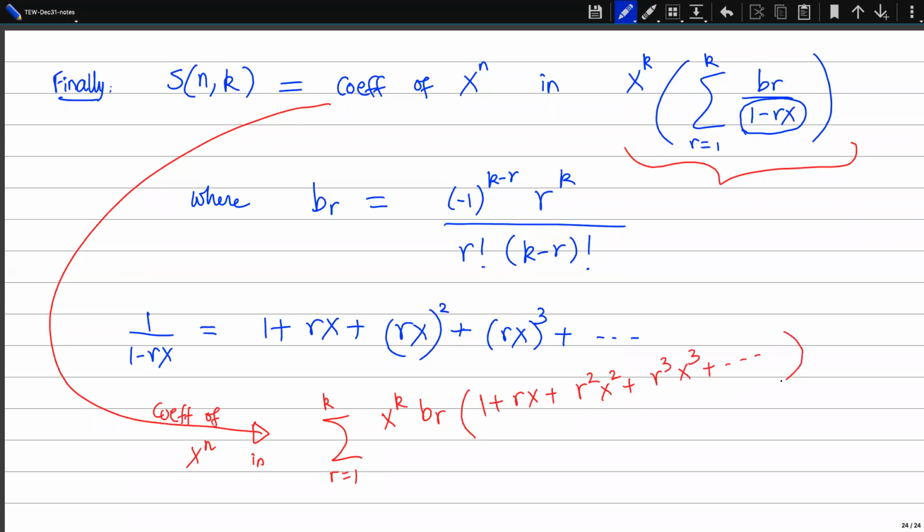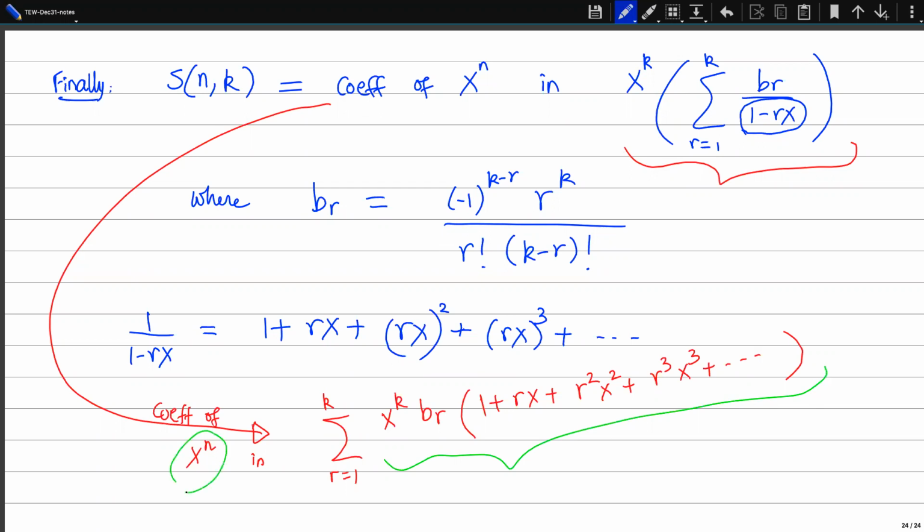So this is the final expression from which I want the coefficient of x power n. Now, the total coefficient from this entire term, so br is just a constant, it's a number. So let's only focus on the power of x. How will I get x power n in this product? Which term will contribute? What is the coefficient of x power n?